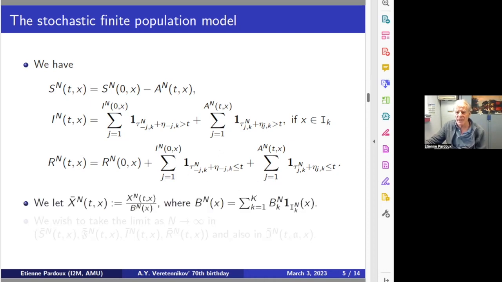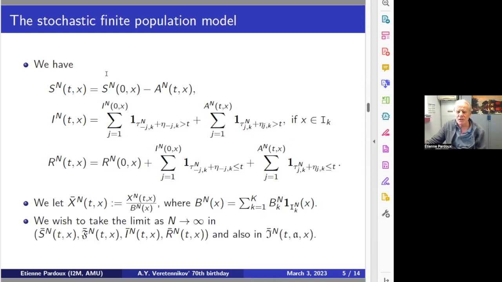Now we divide X^n(t,x) by B^n(x). This is defined for X equals S, I or R. So these are proportions, local proportions of susceptible, infected and recovered in the local population, where B^n(x) is defined like this. We wish to take the limit as n goes to infinity, the limit in those four quantities, those four functions of t and x, and also in Z, function of t, a and x.